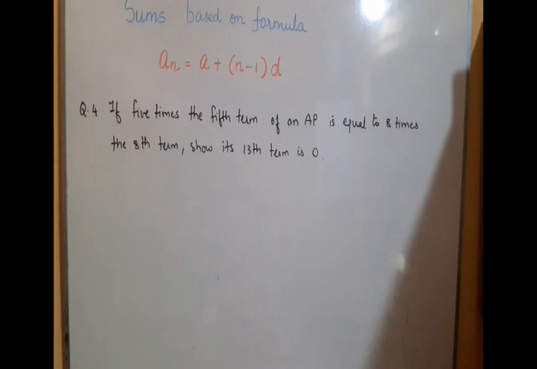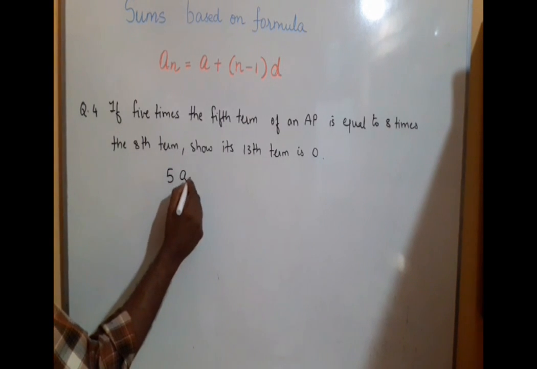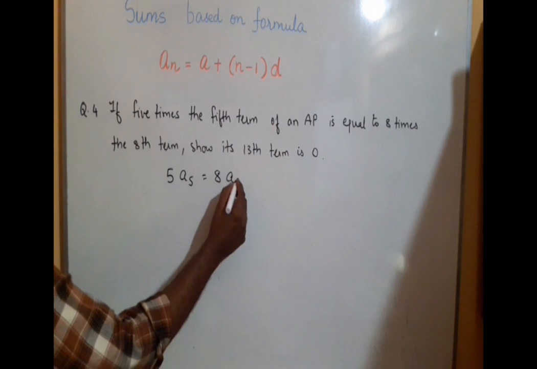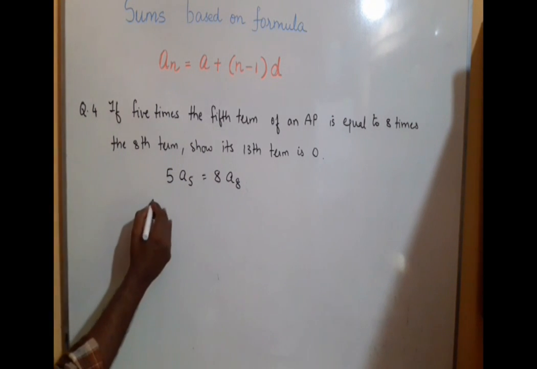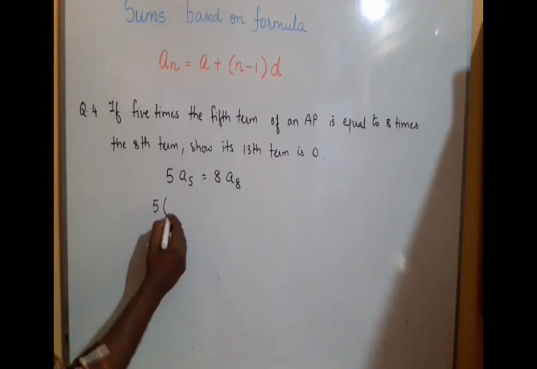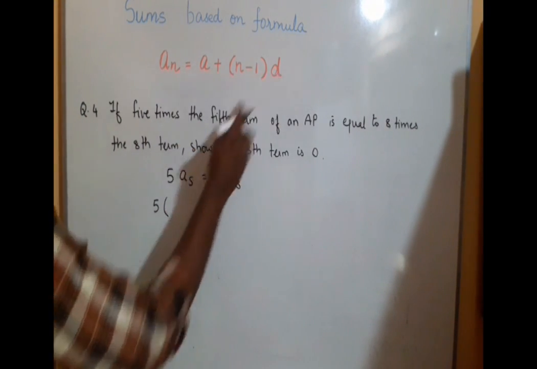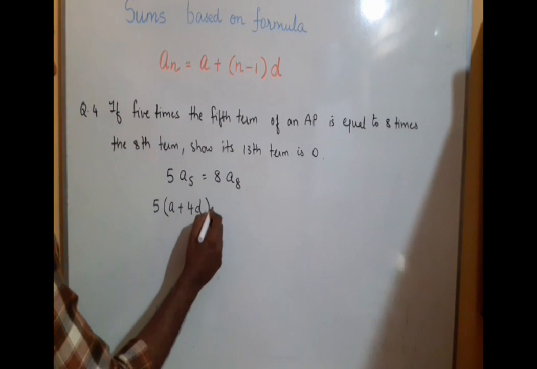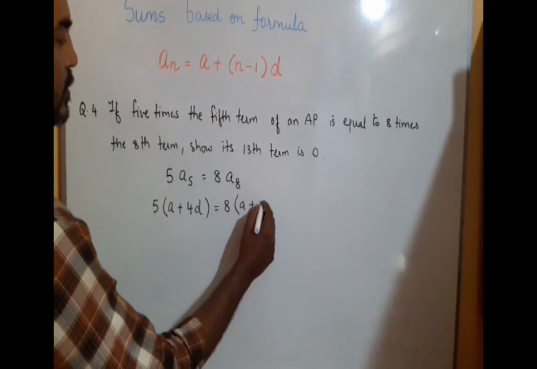So first let us write down the data given to us. 5 times the 5th term is equal to 8 times the 8th term. Now, how do we write the 5th term? Based on this formula, a plus 5 minus 1 d, that is a plus 4d. And the 8th term is written as a plus 7d.